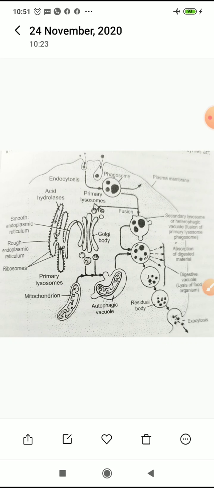Lysosomes usually appear as dense globular bodies which vary in size, and size remains between 0.2 to 0.8 micron in diameter. Lysosome is a sphere of single lipoprotein membrane containing hydrolytic enzymes which are involved in the cellular digestion.